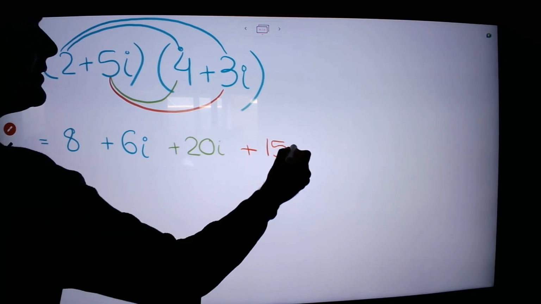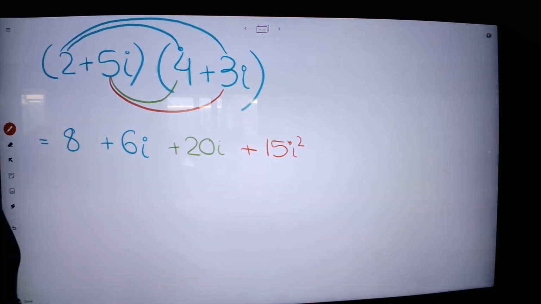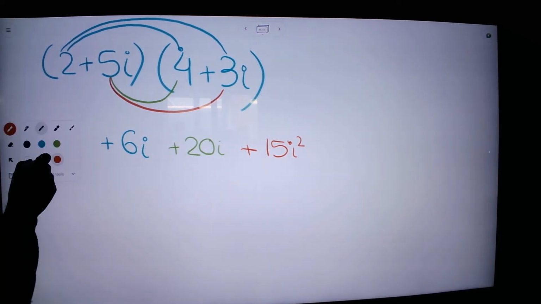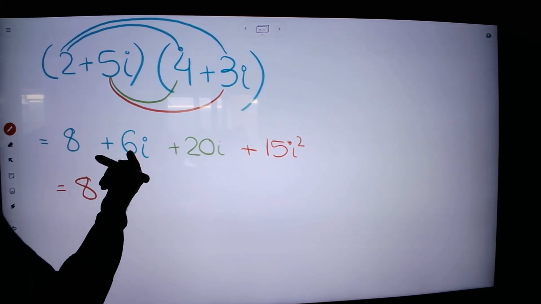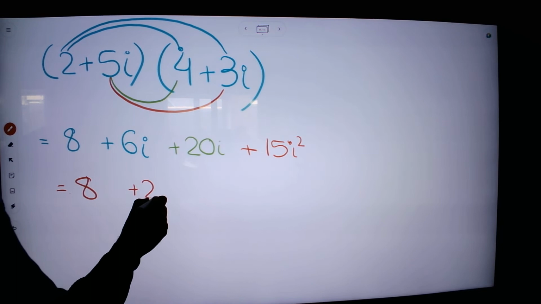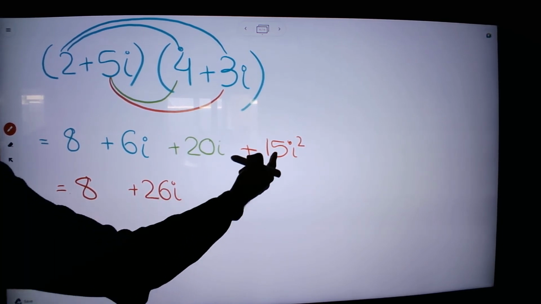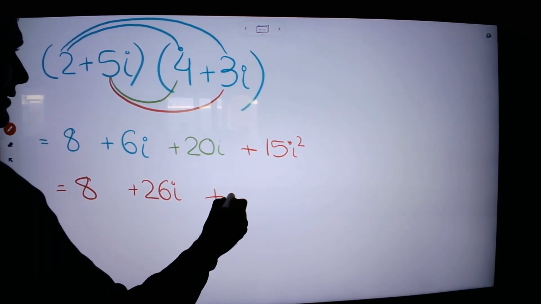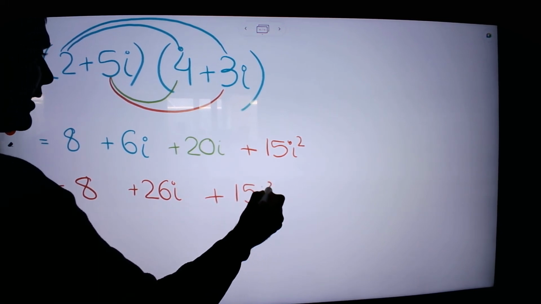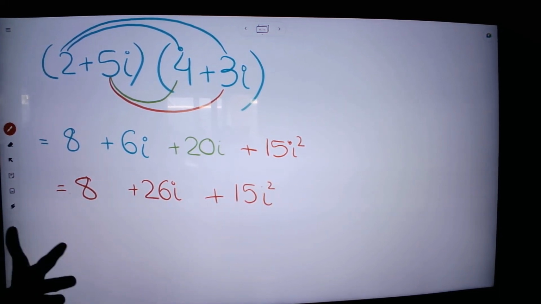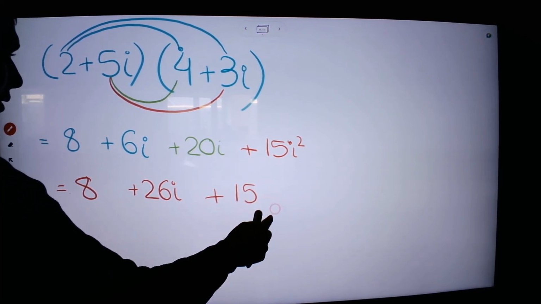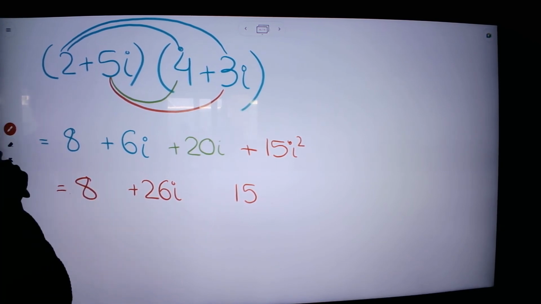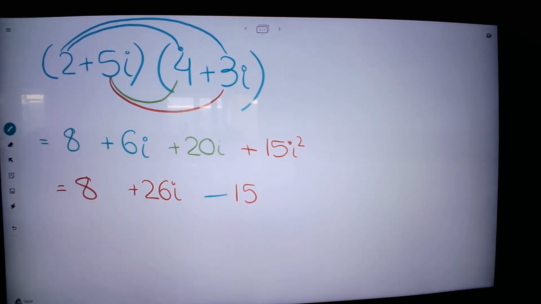Plus, let's call it plus 15i squared, and then we change it later. Okay, now I can add a few things. The 8 is the 8, there is nothing like that with i, so that becomes a 26i. Now this 15, I got plus 15i squared, but we said if we make the i squared disappear, I have to change the sign. So let's make i squared disappear, but let's also change this sign. So that sign becomes a negative.